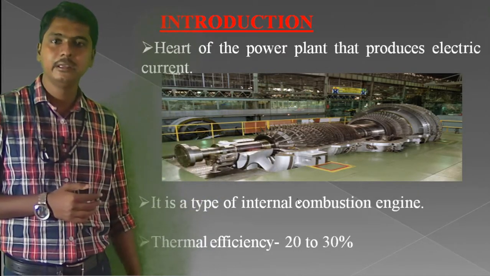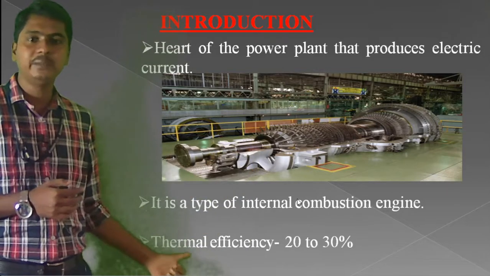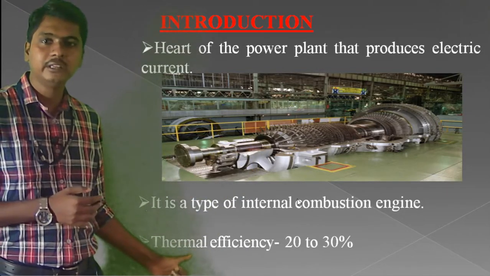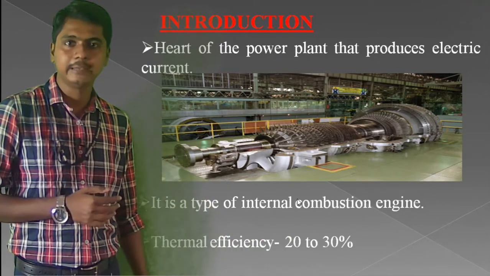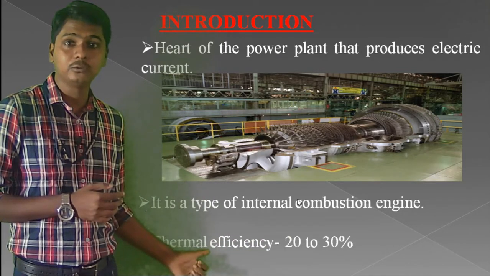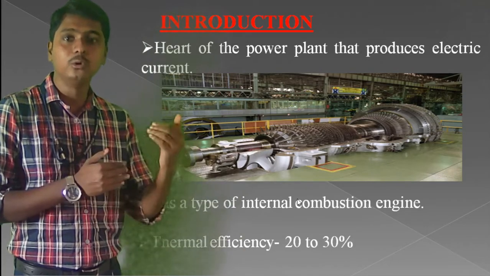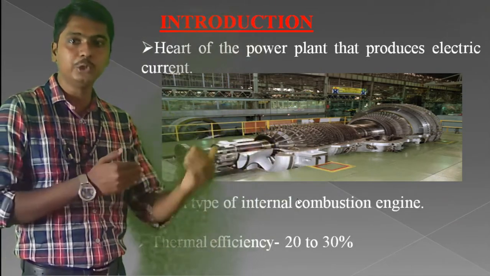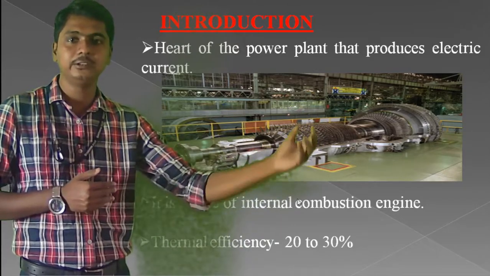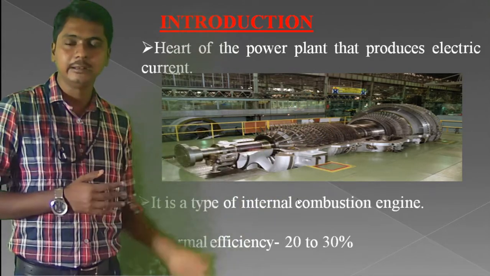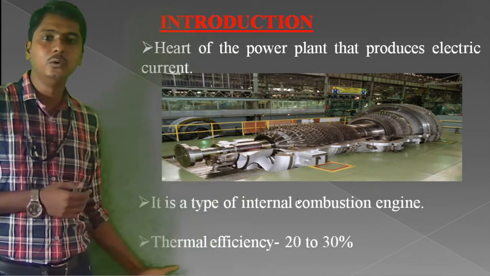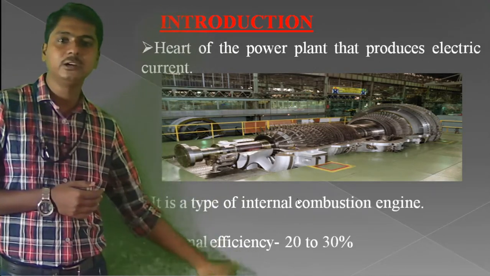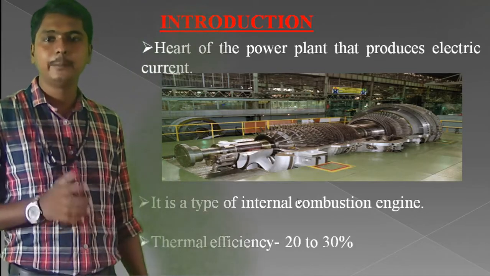Alright, and you can see the thermal efficiency of a gas turbine power plant lies between 20 to 30%. As I have told, in a gas turbine power plant also we utilize low grade energy, or heat energy, to get the work output, and obviously there will be certain losses, and that is indicated by the low thermal efficiency of the gas turbine power plant.